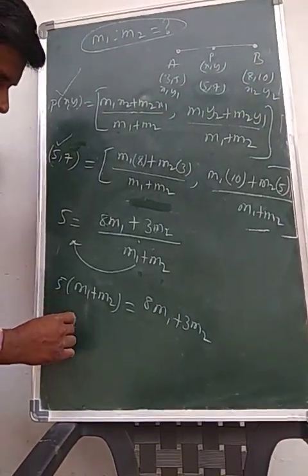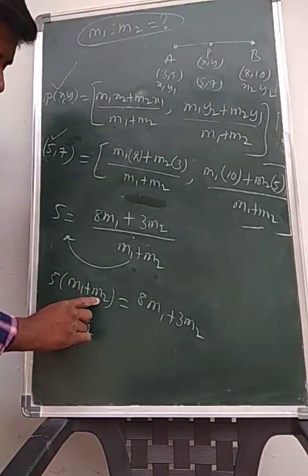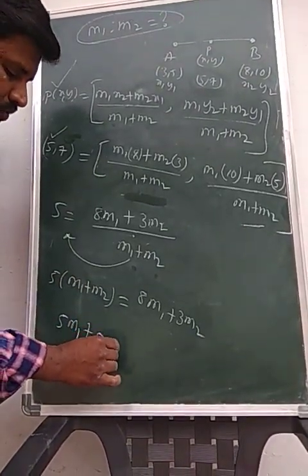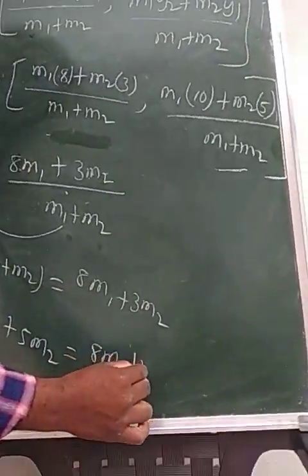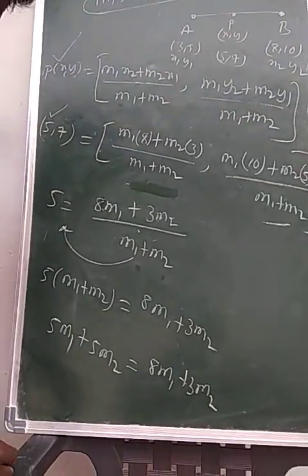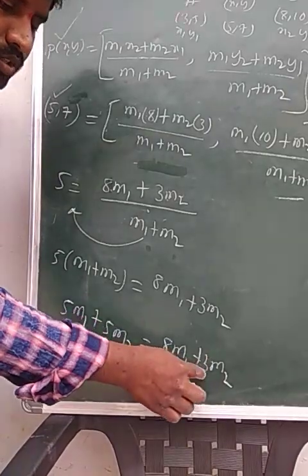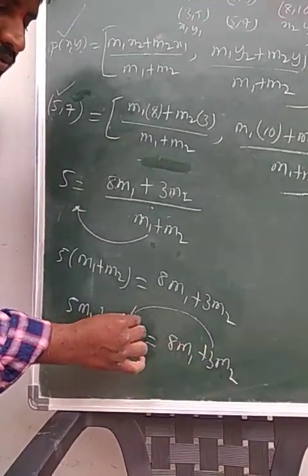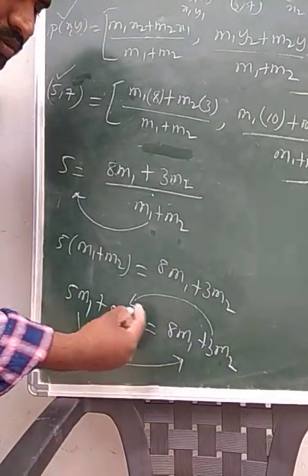Now 5 into m1 that is 5 m1, plus 5 into m2 that is 5 m2, that is equal to 8 m1 plus 3 m2. Now what I am doing here, 3 m2 is transposing to the LHS side, 5 m1 is transposing to the RHS side.